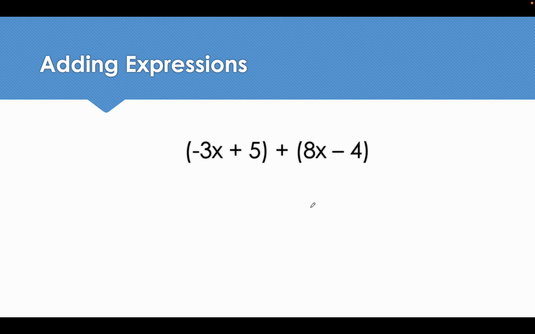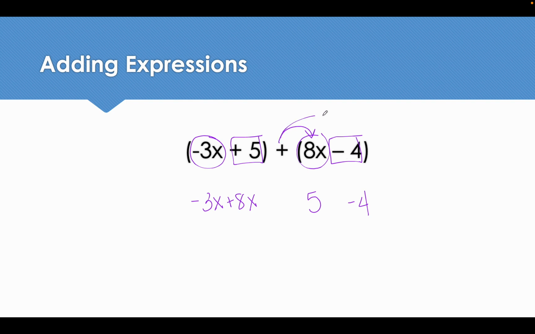Let's make it a little bit harder by adding some negatives and some subtraction signs in. Notice, again, I am adding this whole quantity plus this entire quantity. So I'm adding a negative 3x plus 8x. I'm going to write that down so I know what I'm going to combine. And then next I have a plus 5, or just 5, and then I have a minus 4.